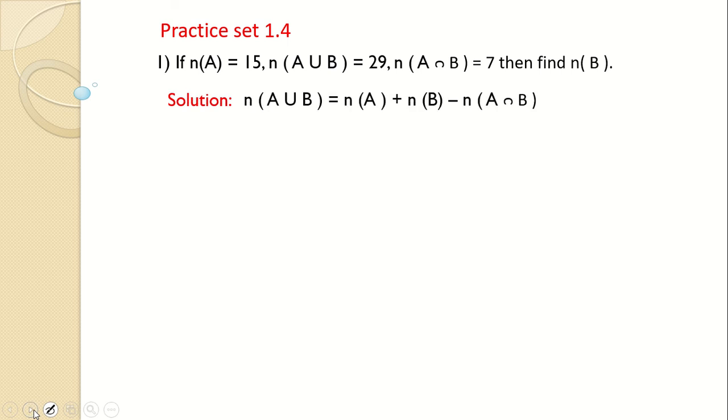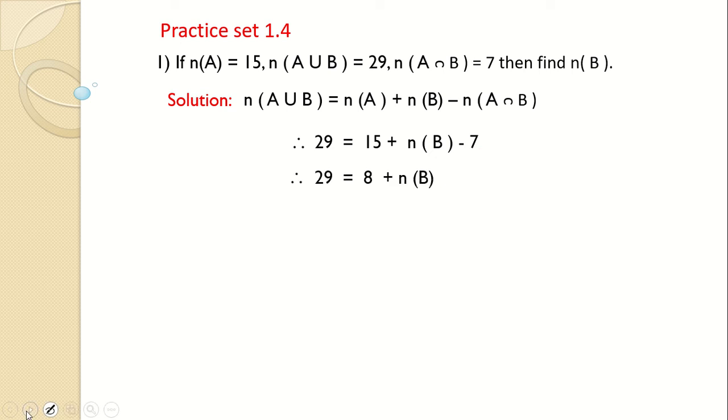So this is the formula. n of A union B is equal to n of A plus n of B minus n of A intersection B. Now you can directly substitute here itself. A union B is 29, n of A is 15, n of B is not given, so keep it as it is, and n of A intersection B is 7. So substitute it there. All the values you just have to substitute in the formula. Therefore, see, for union I have substituted 29, n of A is 15, n of B I don't know, so I have kept it as it is, intersection is 7. Okay, let us solve the equation.